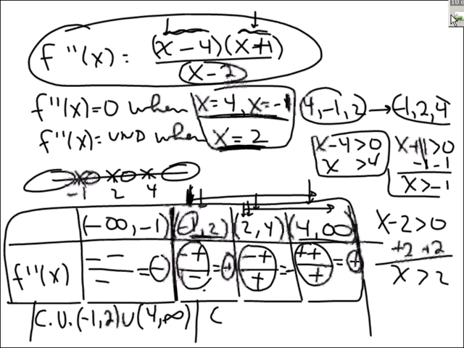Where is it concave down? Where is it concave down? Wherever the second derivative is negative. Namely, negative infinity to -1 and 2 to 4. Negative infinity to -1 as well as 2 to 4.